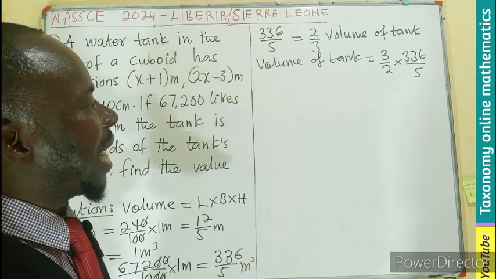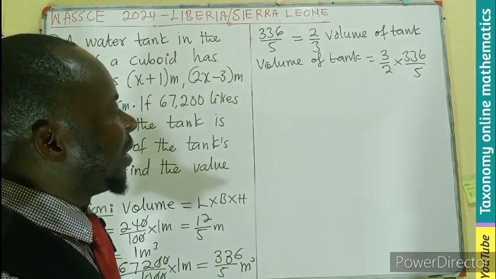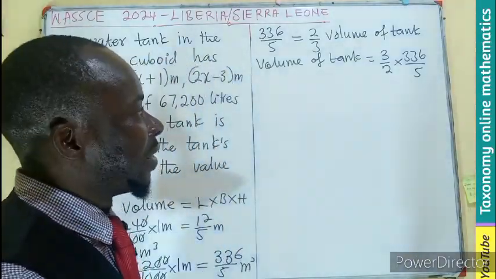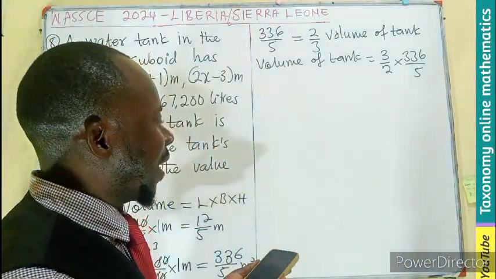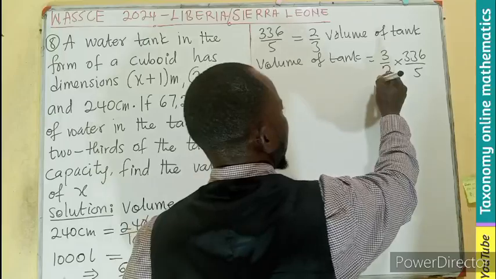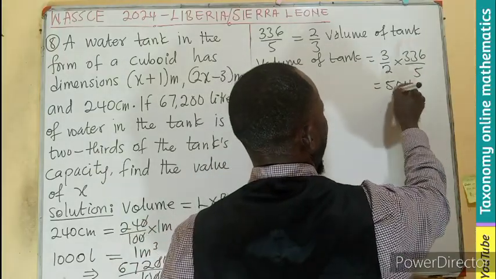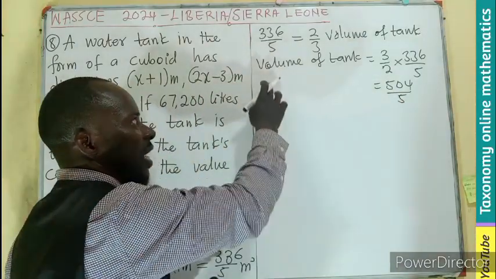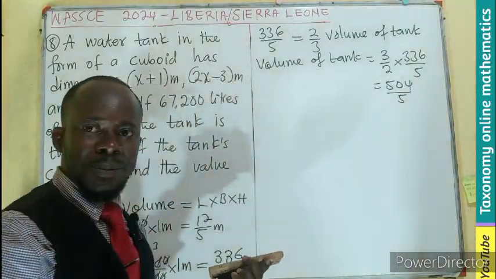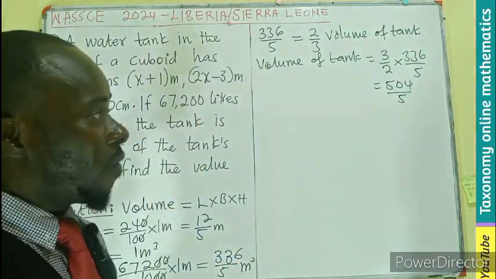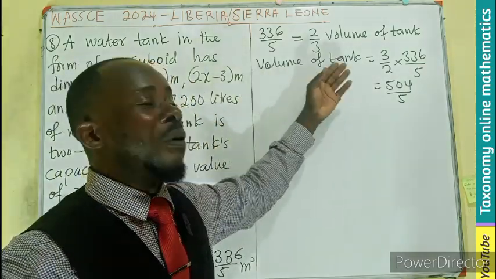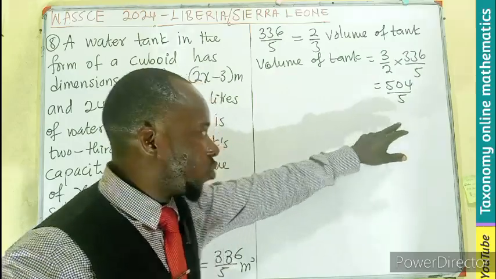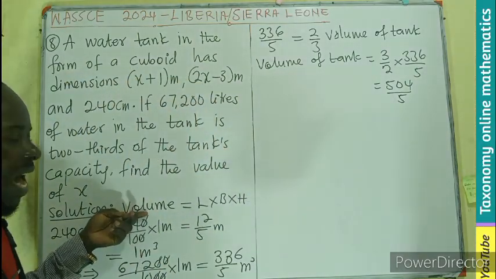And when we multiply that and divide it by 10, as in 3 by 336 divided by 10, that will be giving us 504 divided by 5. So this is showing the volume of water. Okay, the volume of water, the volume of tank. The volume of tank is going to be this. So that volume of tank is what we are having here.